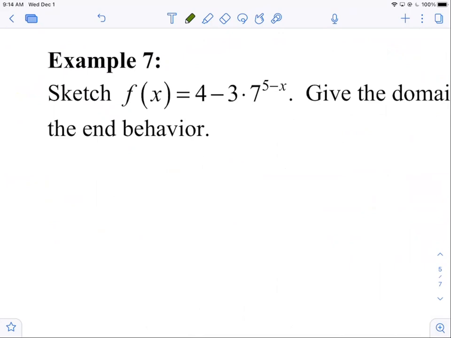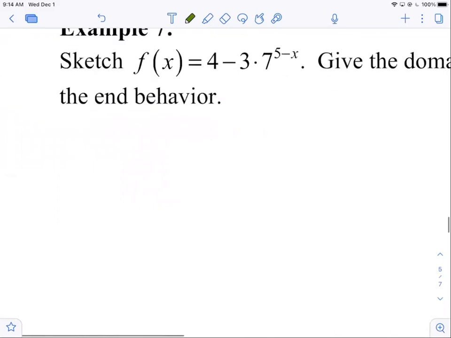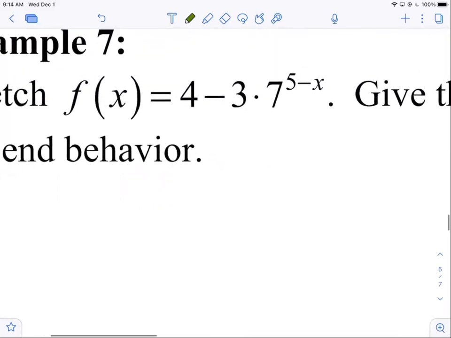All right. Letter 7. Sketch f of x equals 4 minus 3 times 7 to the 5 minus x. Give the domain, range. Find the y-intercept. All that good stuff. All right. As we mentioned yesterday, step 1 is to identify the parent function. What is it? Is it e to the x? No. Is it even exponential? Ness, right?